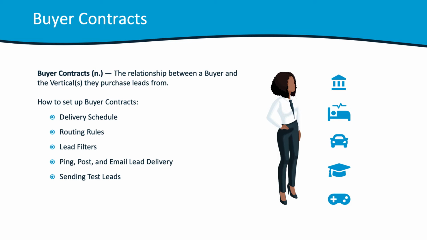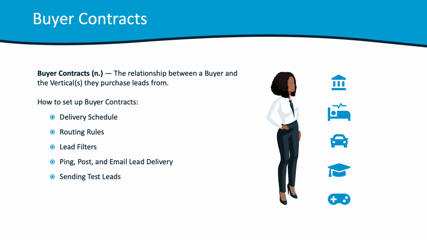So we'll go through how to create a buyer contract. We will review the delivery schedule. So this is essentially what days of the week and at what times you are selling leads to your buyer. We'll also go through the routing rules. So essentially, you can create specific scenarios where leads from maybe one affiliate or leads from one offer should or should not go to your particular buyer. So routing allows you to have very close control over the source of the leads and which buyers are purchasing them. We'll then go through lead filters.